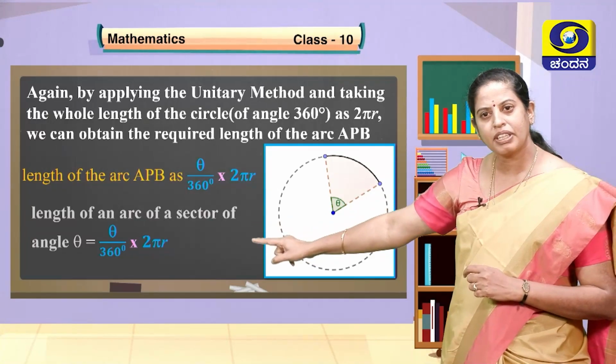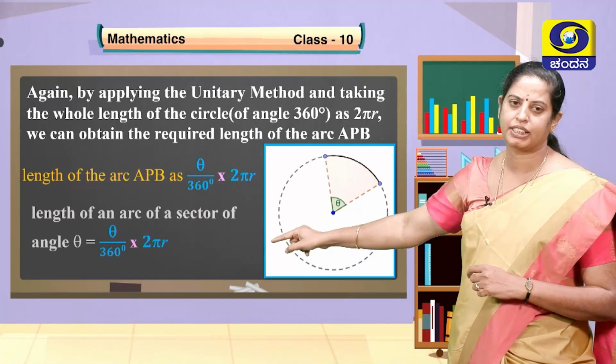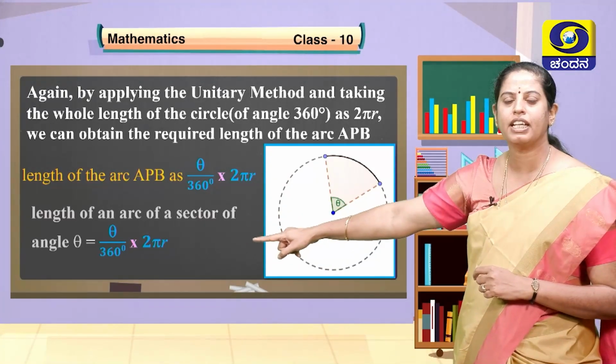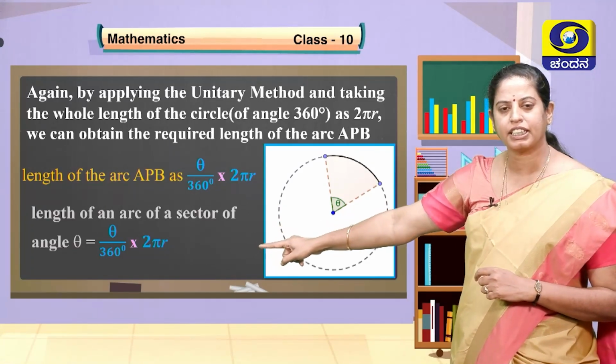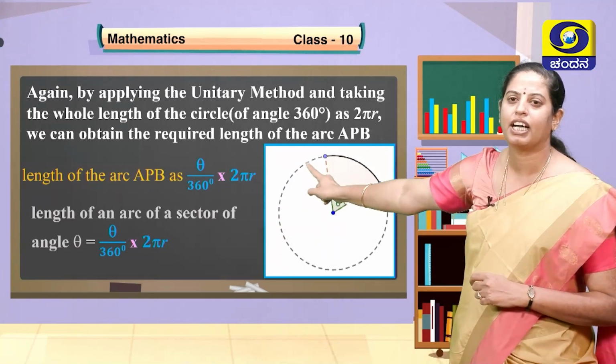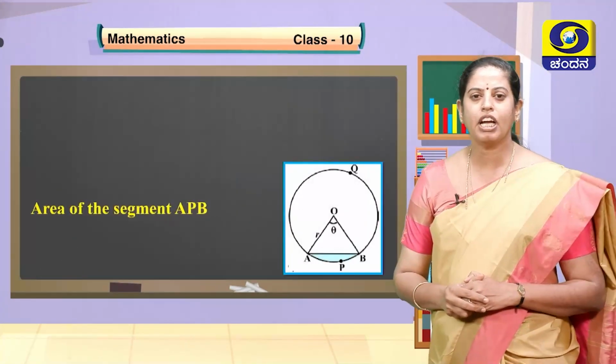The theta by 360 is the same because we are dividing the circle into 360 parts. If you multiply it by area, you will get the area of the sector. If you multiply it by circumference, you will get the length of the arc. That is all. Please keep this in your mind, children.